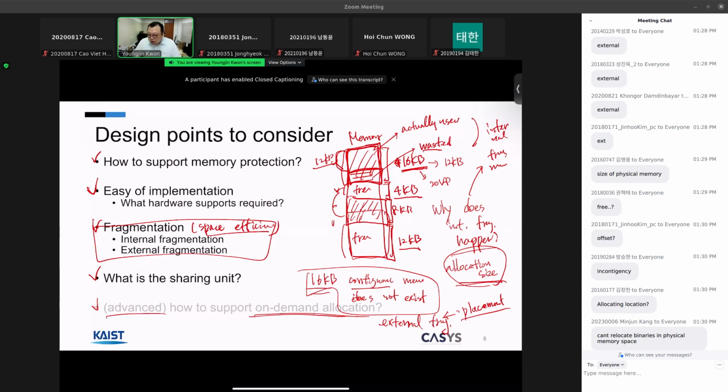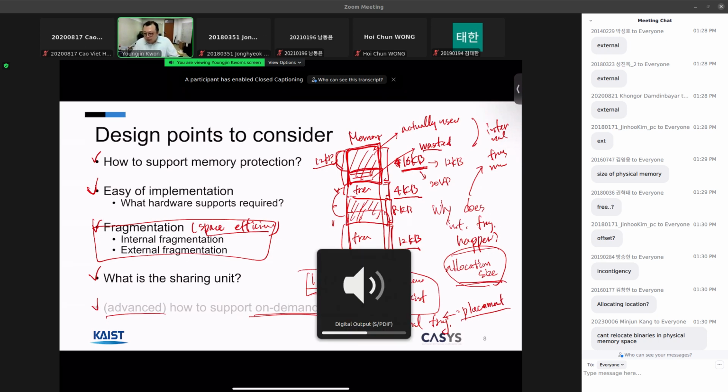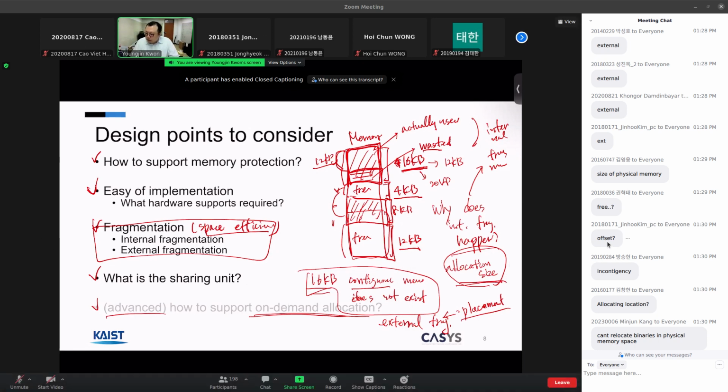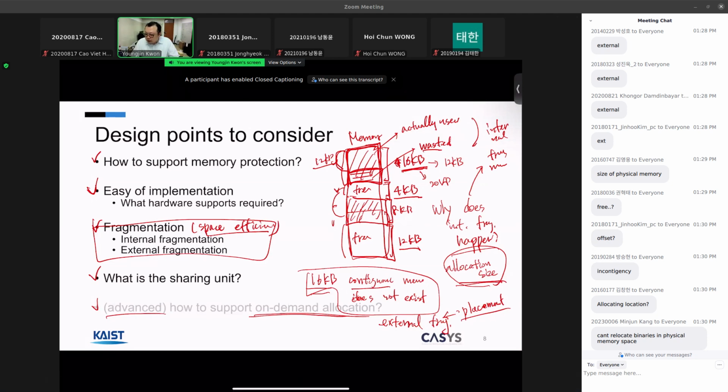And internal fragmentation happens if the allocation size does not divide evenly into the program size. Can internal fragmentation happen if the allocation is smaller than the program size? Does it divide evenly into the program size?